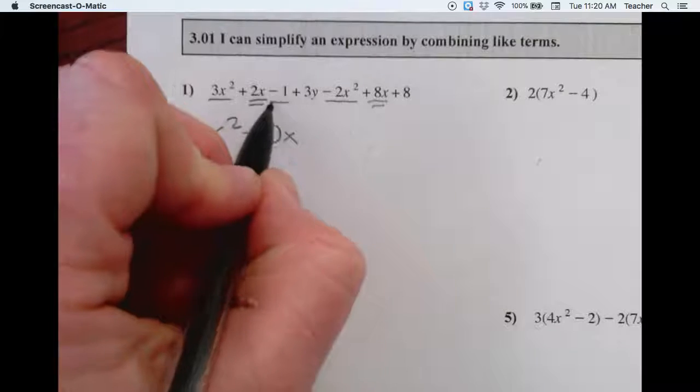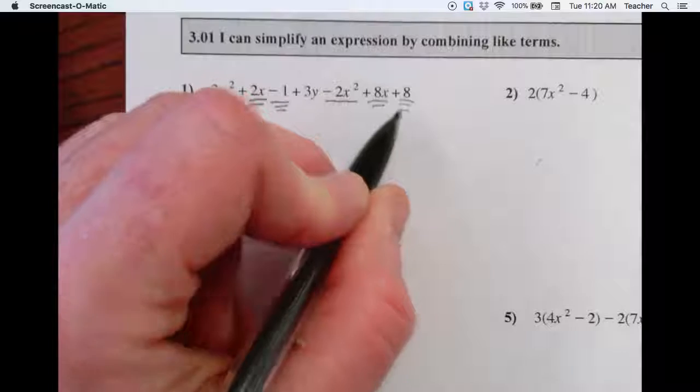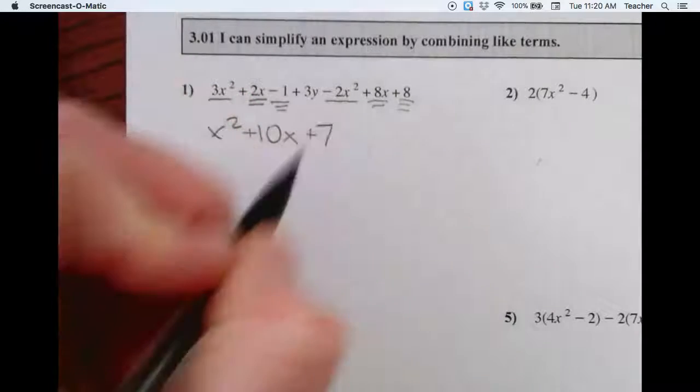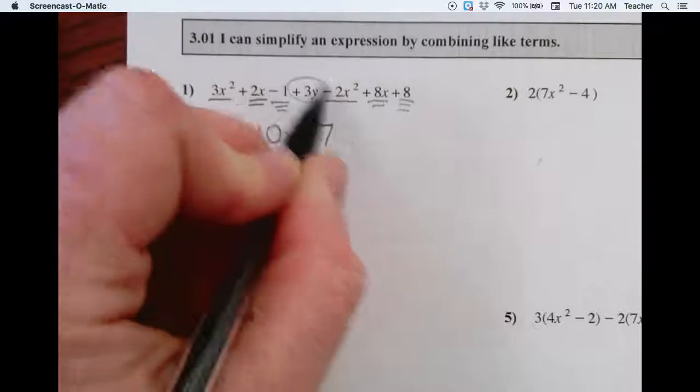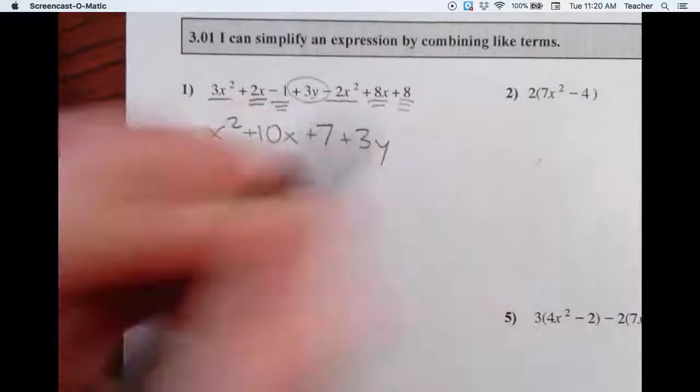I have a negative 1. Do I have another unit? Oh, yeah, plus 8. Negative 1 plus 8 is 7. And, oh, I still have this guy. There are no other y terms, so it's just plus 3y.